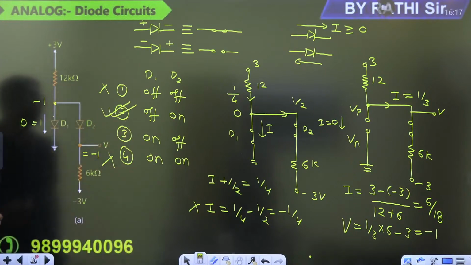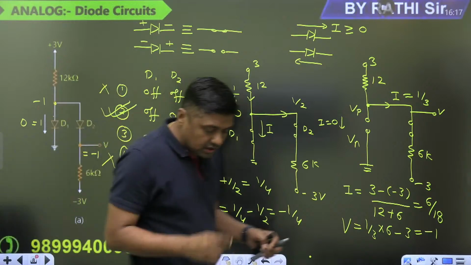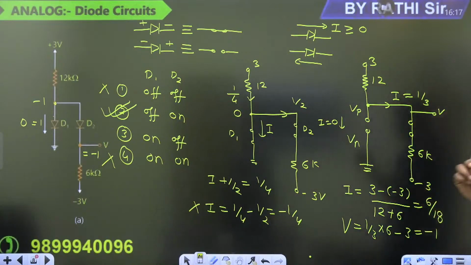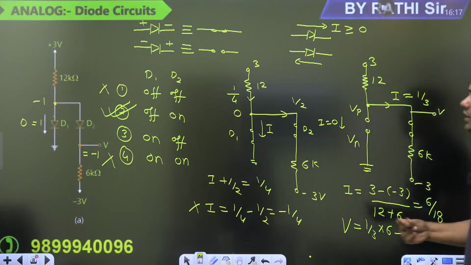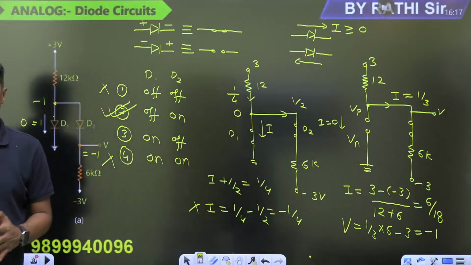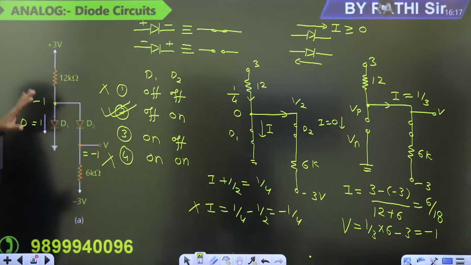This is the second one. So you have given the right answer. D1 is off and D2 is on. Clear? So with practice you can quickly give the answer, guys. Very easy question. So this is the case. Diode D1 is off, D2 is on. And in this way you can verify.